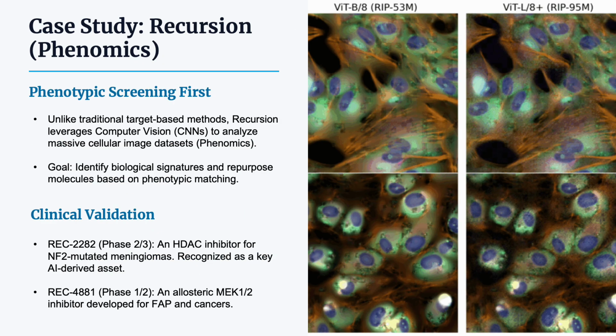Taking a different approach is Recursion. Instead of just generating structures, they use computer vision. They analyze millions of cellular images to see how a drug can change cell morphology. According to the review data, their asset REC-2282 is now in a Phase 2 trial for NF2-mutated meningioma. This proves that combining generative AI with high-content imaging is a powerful tool.